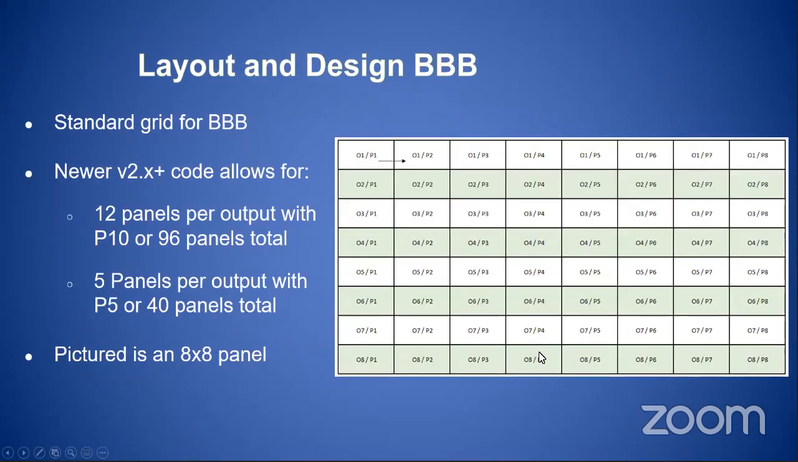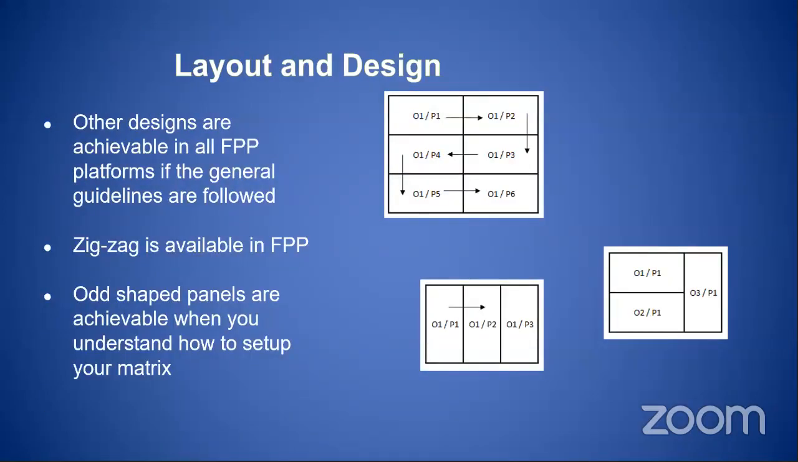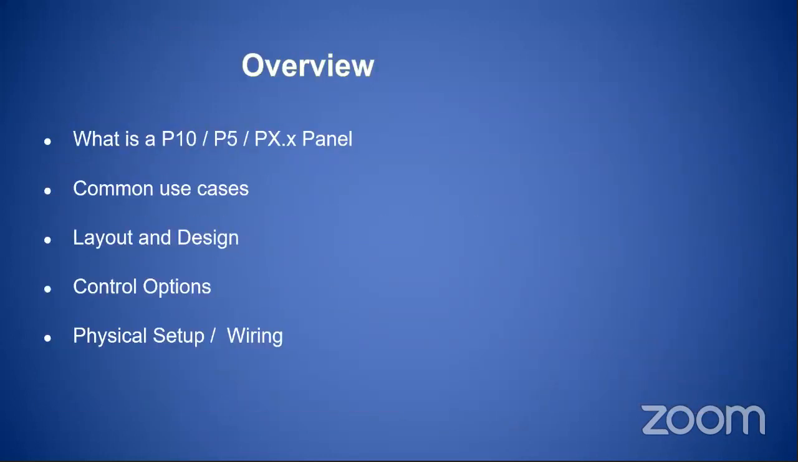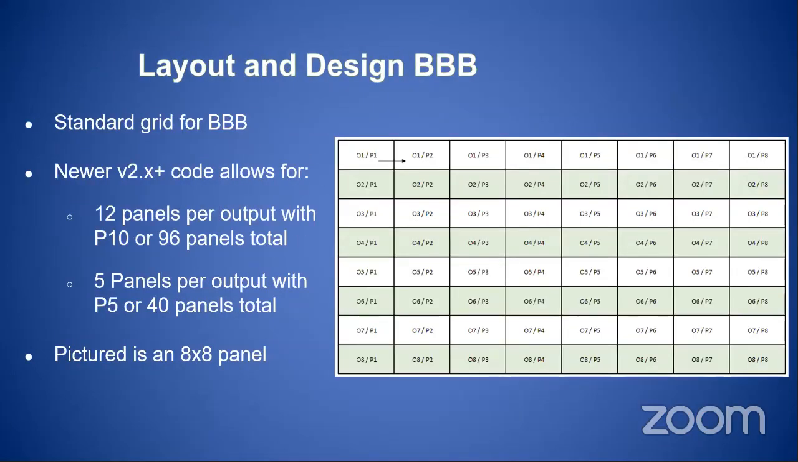Layout design in the BeagleBone. So for the BeagleBone, this is a standard grid. With a BeagleBone, you can do... I feel like I missed a slide here actually. I thought there was something that told us some different controller types. Common use cases, layout design, controller options. Yeah, the controller options should be first, huh? That's what I get for doing this late.